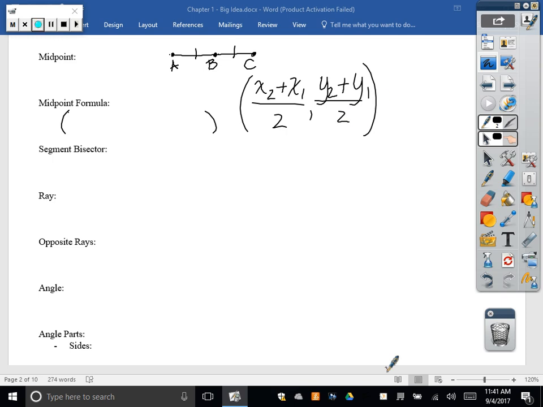So again, adding the y values together, dividing by 2, the average of the y values. So I hope that's making sense to you, the midpoint formula. Now, segment bisector. What is a segment bisector?